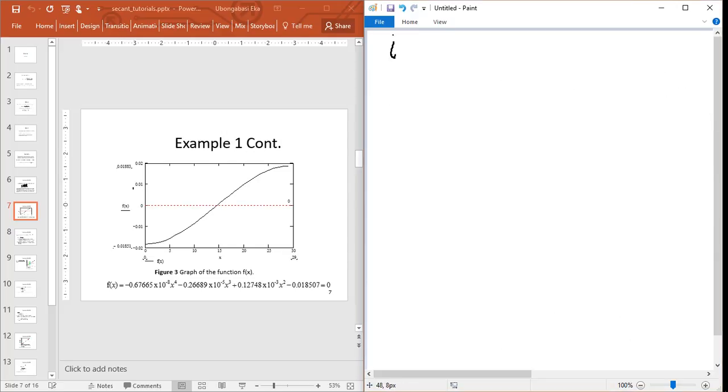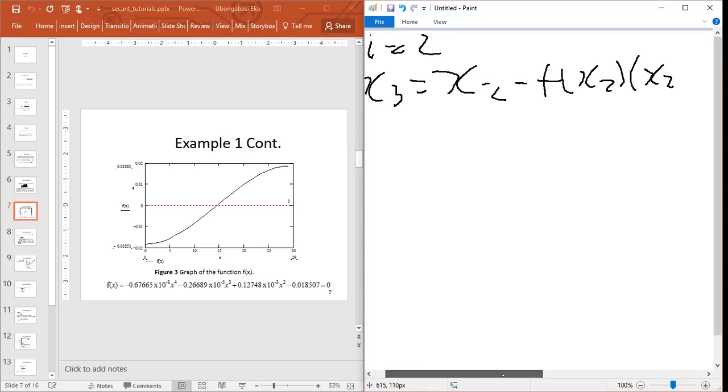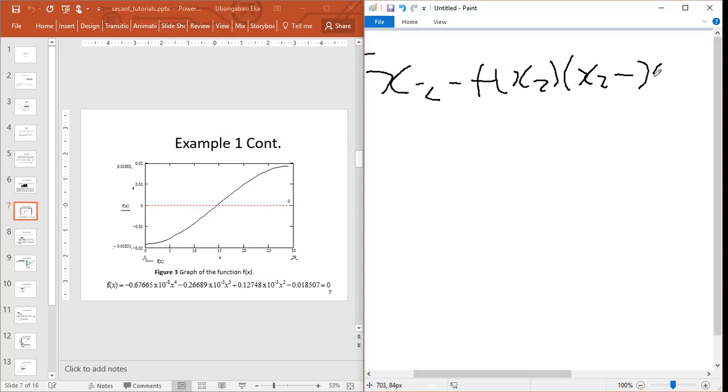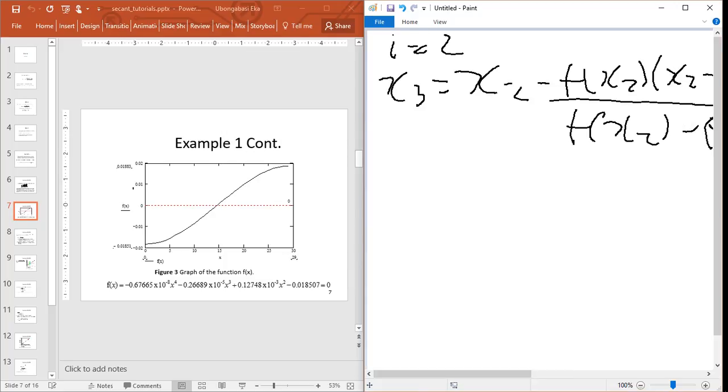So when i equals 2, x3 equals x2 minus f(x2) times x2 minus x1 all over f(x2) minus f(x1). Sorry about that.